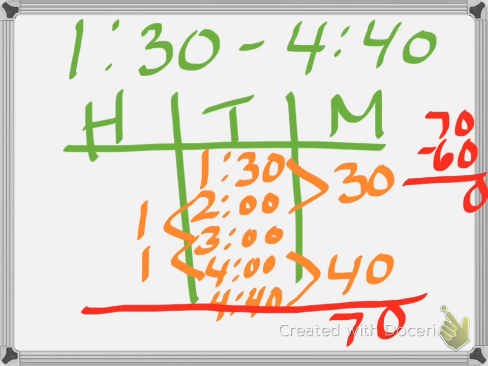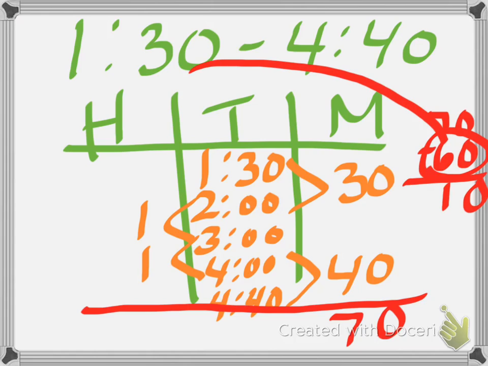7 take away 6 is 1. So now we need to regroup. We have our 1 hour, our group of 60 minutes, and we need to bring it over here and add that hour over into the hours column. Now we took away 60 minutes. So how many minutes do we still have left? That's right, we have 10 minutes left.